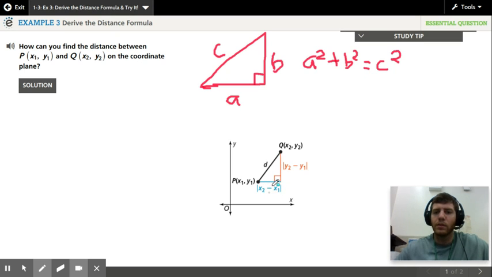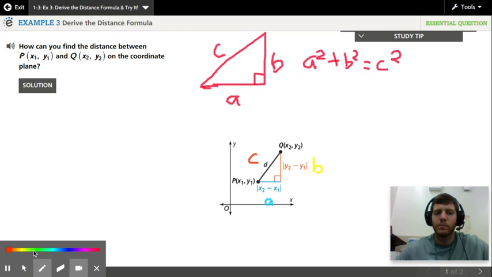So in our right triangle, that's going to be one of the legs. So we can think of that as A. And then we can think of our vertical distance, the absolute value of y2 minus y1, as B. And then we can think of our C as our distance. So we can then substitute all of those, since this is a right triangle, into our Pythagorean theorem.